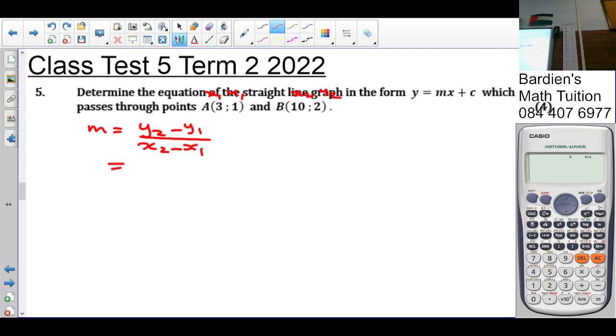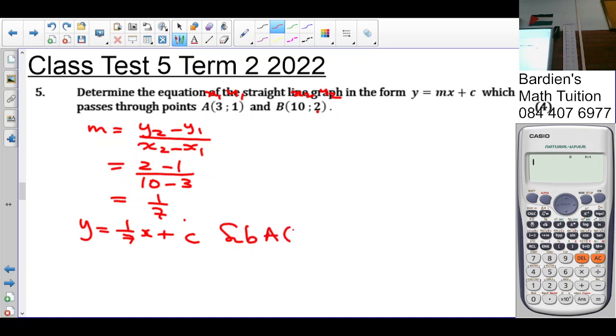So let's do the substitution. What do we get? 2 minus 1 over 10 minus 3. 2 minus 1 is 1 over 7. Now what? Y equals 1 over 7 x plus c. Y is equal to mx plus c, so your m is 1 over 7. So what do I do now? You can substitute any one of these 2 points. I'm going to substitute A, which is (3, 1).